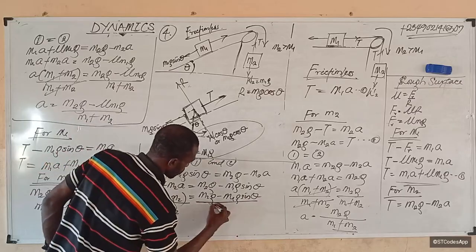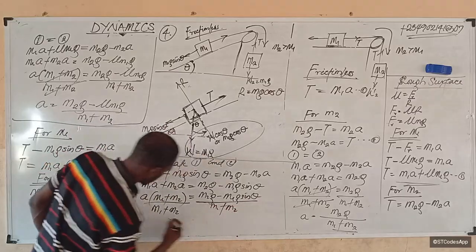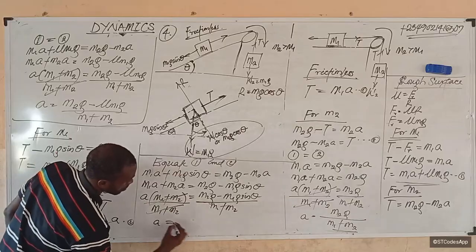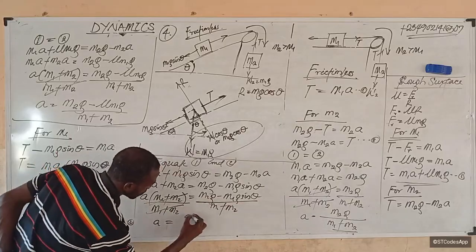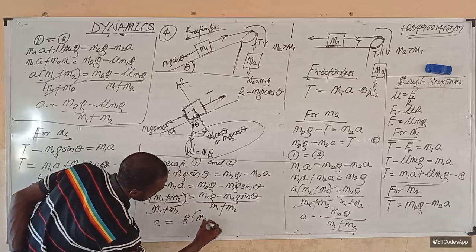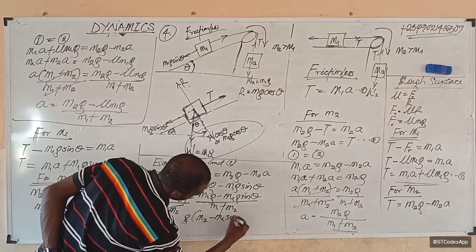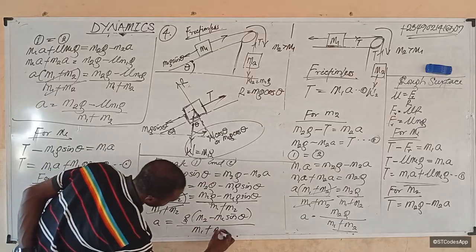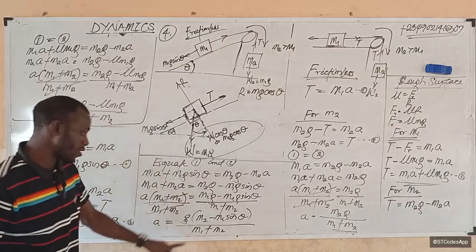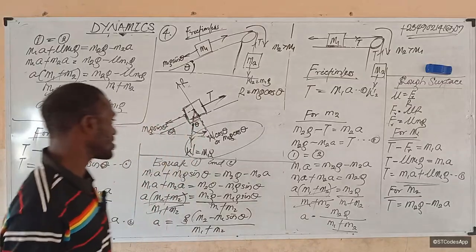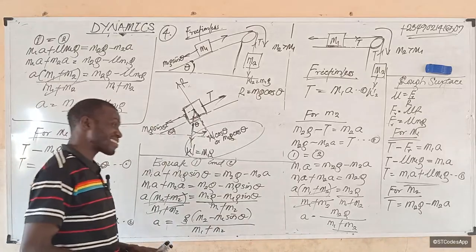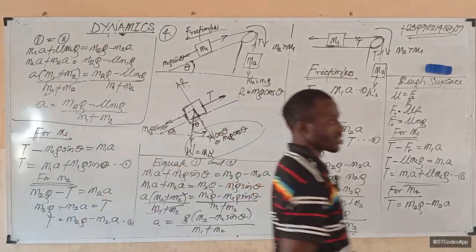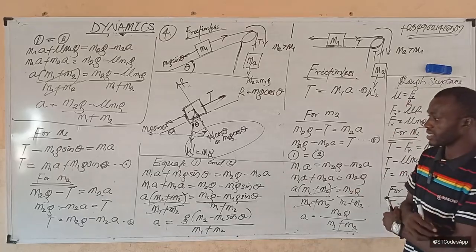So over M1 plus M2. So that A therefore becomes, we can even factorize G out here, so that G into bracket M2 minus M1 sine theta all over M1 plus M2. Notice again, we always have M1 plus M2 at the denominator. Is that clear? I mean, that seems to be the case. Okay, so that is that.